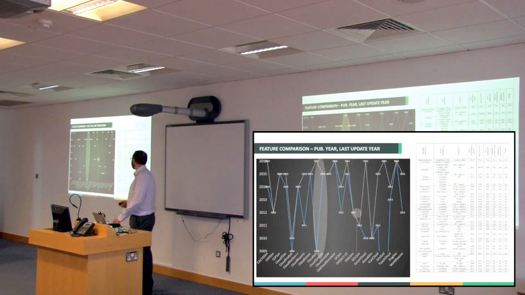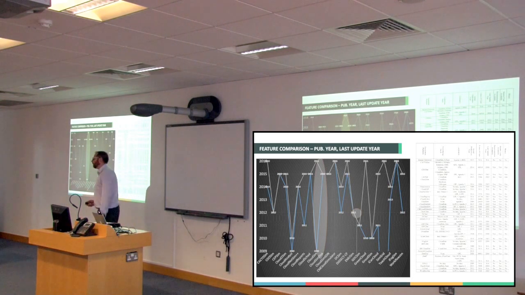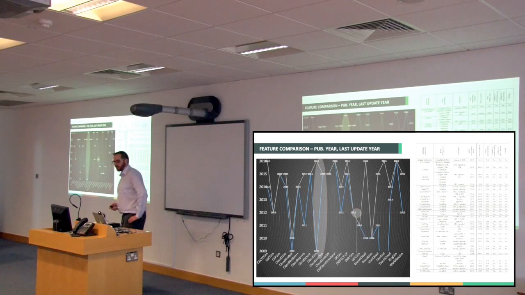In terms of publication year and last update year, the publication year is the relative year that they were first published, and the last update year was the last time that they've been updated in the repository. Just pick two examples. CloudSim was published in 2009. It was one of the first, if not the first, and it's still ongoing to 2016 with updates.